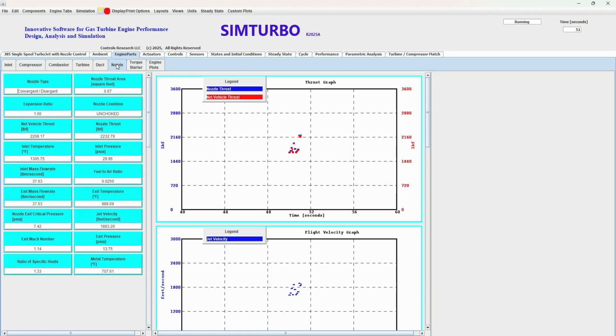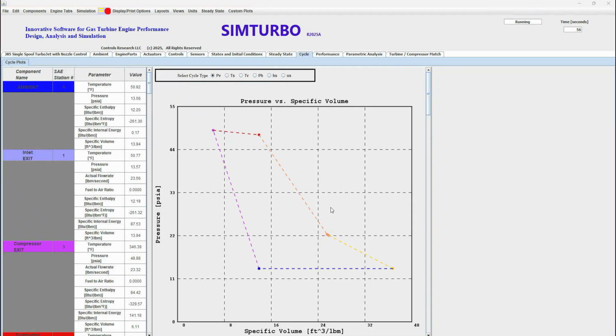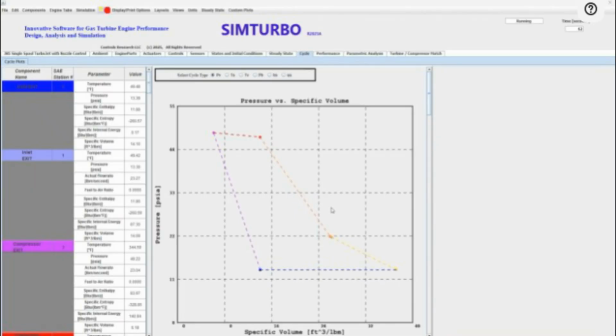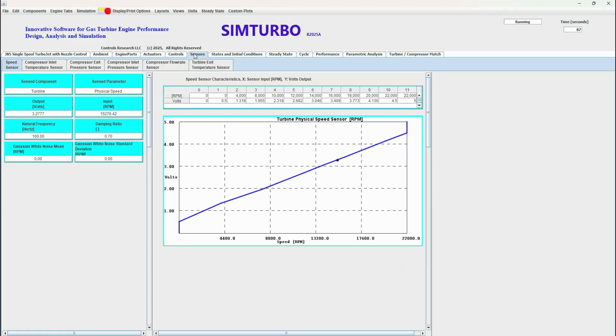Other tabs include the cycle tab, where we can examine the Brayton cycle plots, the pressure versus specific volume plot, where the ambient condition is shown as the blue dot in the lower left corner. Then pressure significantly increases across the compressor. Then volume is expanded at nearly constant pressure due to heat addition in the combustor. Then volume expands as pressure is decreased across the turbine and nozzle. Then the gas is exhausted back to ambient conditions. Also, we may look at the sensor plots showing the different sensor voltage outputs versus parameter measurements.